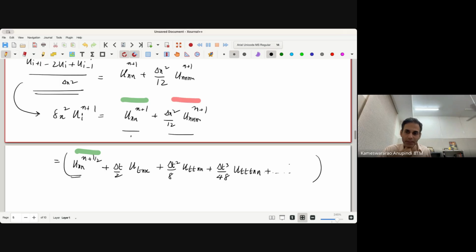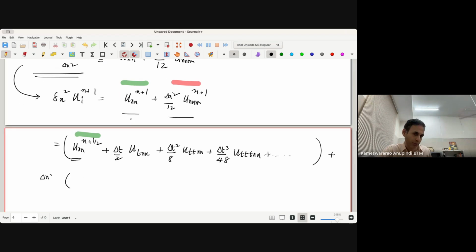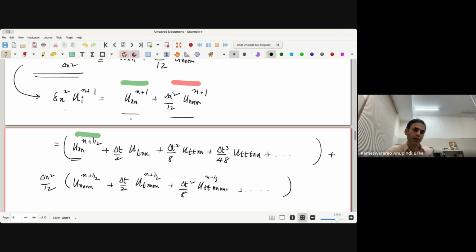Okay, the second term is basically plus delta x squared by 12. Then again, this is at n plus 1. I'm going to expand about n plus half. So this is going to be u_4x at n plus half, plus delta t by 2 u_t4x at n plus half, and delta t squared by 8 u_tt4x at n plus half, and so on. Okay, that's what we're going to get. So this is for expanding about n plus half, right?